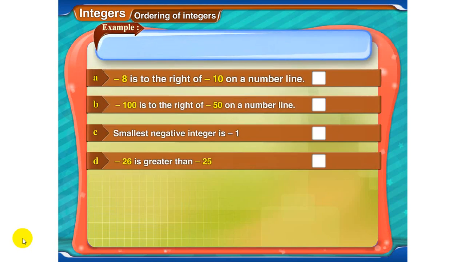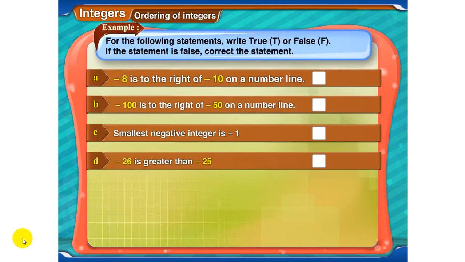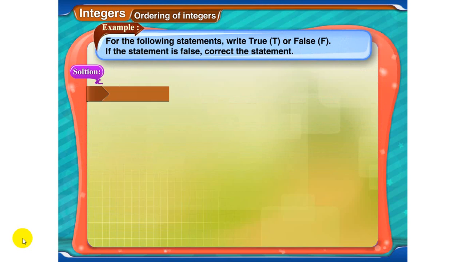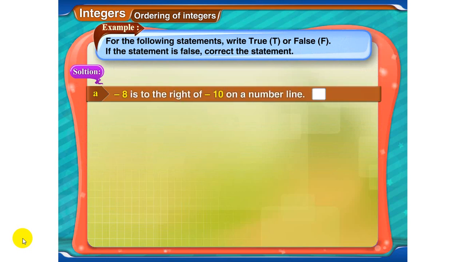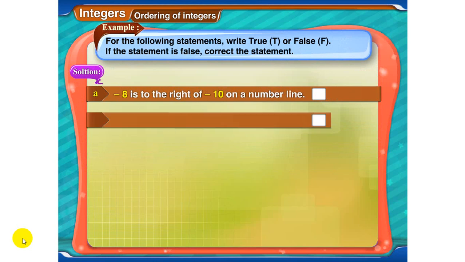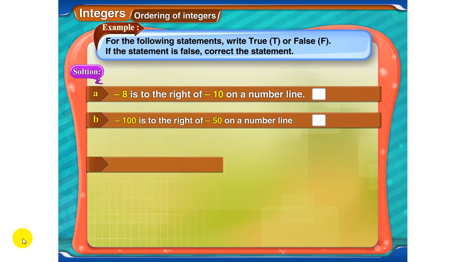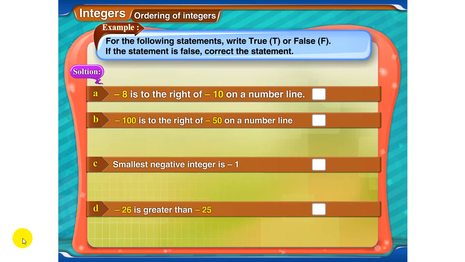Example. For the following statements, write true or false. If the statement is false, correct the statement. Solution. A. -8 is to the right of -10 on a number line. B. -100 is to the right of -50 on a number line. C. The smallest negative integer is -1. D. -26 is greater than -25.